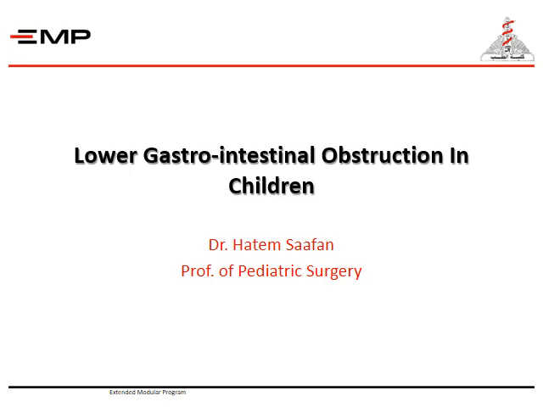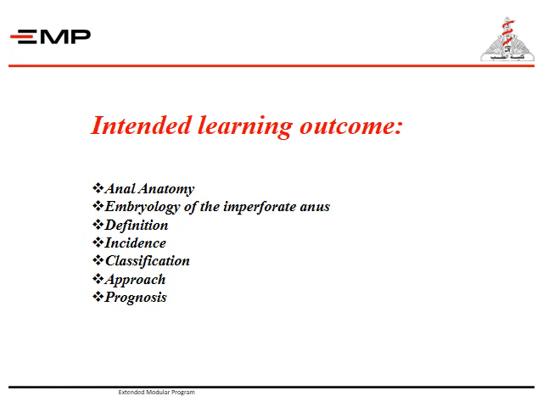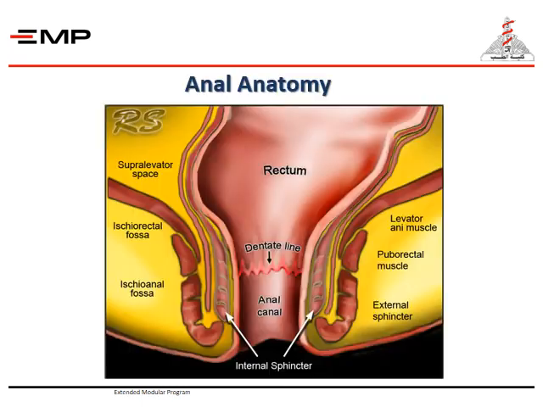Our lecture is about some important causes of lower gastrointestinal obstruction in children. First is anorectal malformation. In this lecture, our learning objectives are to cover anal anatomy, embryology of the imperforate anus, definition, incidence, classification, approach, and prognosis. This photo shows important anatomical features of the anorectal region.